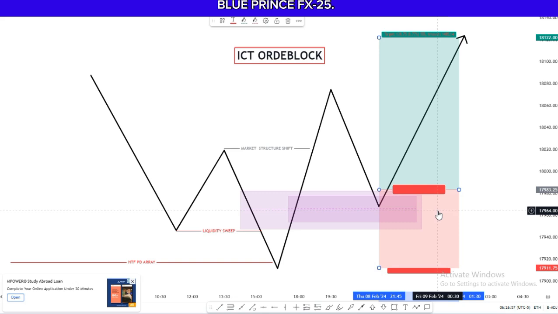Okay, guys, now that we understand the theory part of the order block, let's go to the chart and look at a few market examples.